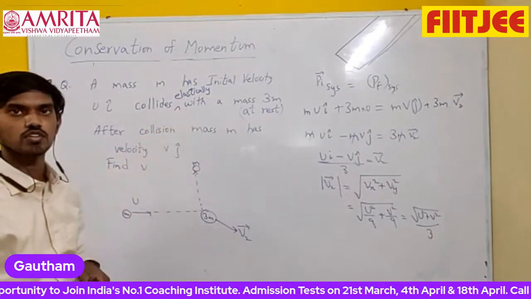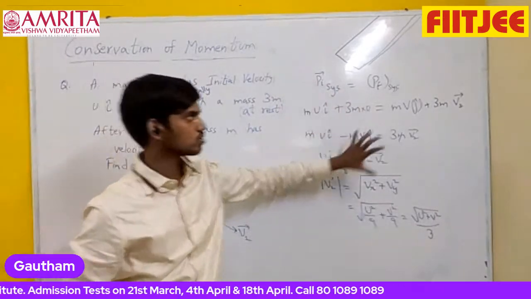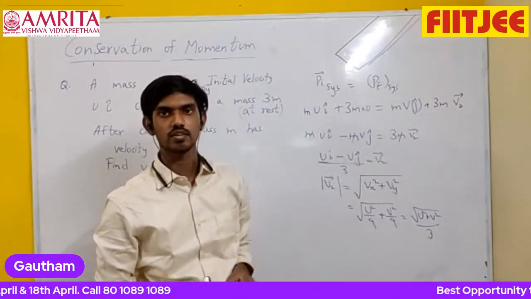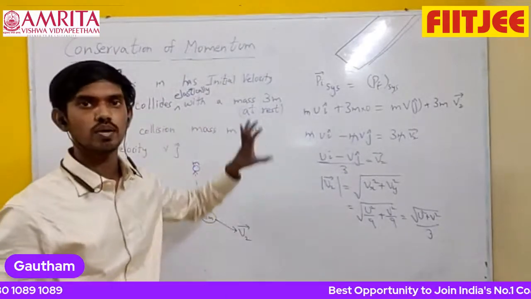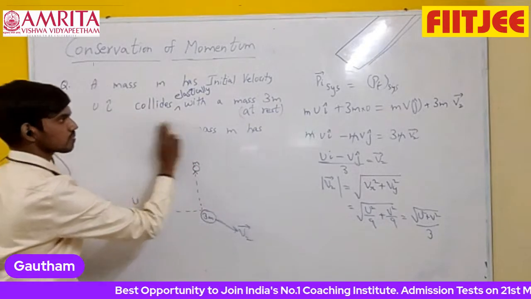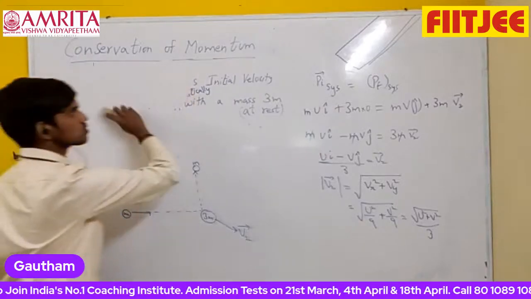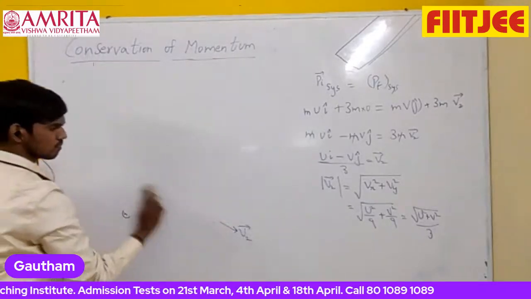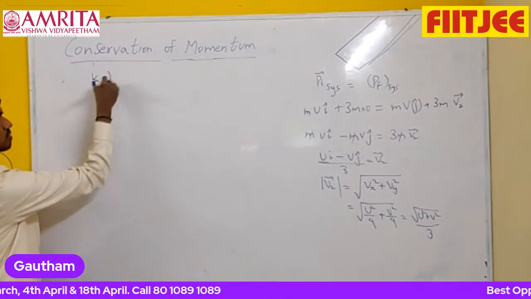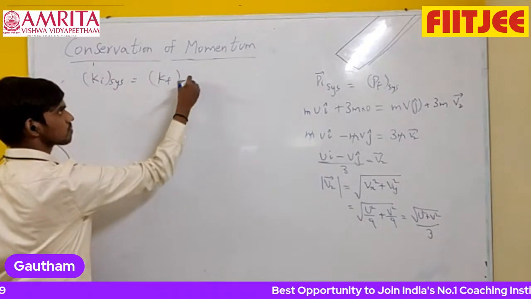ஸோ கைனடிக் எனர்ஜி இஸ் கன்சர்வ்ட் ஃபார் த சிஸ்டம். இனிஷியல் கைனடிக் எனர்ஜி ரெண்டு பாடிக்கும் சேர்த்து சிஸ்டம் இஸ் ஈக்குவல் டு ஃபைனல் கைனடிக் எனர்ஜி ரெண்டு பாடிக்கும். கைனடிக் எனர்ஜின்னு பாக்குறப்ப அதுக்கு டைரக்ஷன் கிடையாது, ஸ்கேலார் குவான்டிட்டி. ஸ்கேலார் குவான்டிட்டினா ஒன்லி மேக்னிடியூட் வில் மேட்டர். ஸோ அதுக்கு பிளஸ் மைனஸ்லாம் கிடையாது. ஸோ நம்ம v தான் கண்டுபிடிக்கணும். Initial kinetic energy of system is equal to final kinetic energy of system.